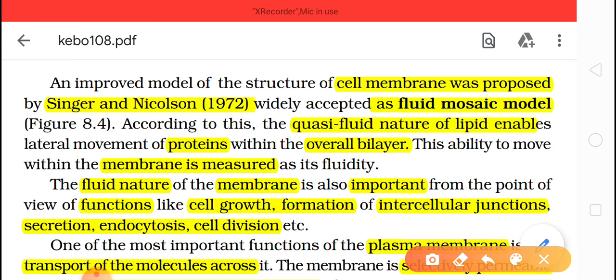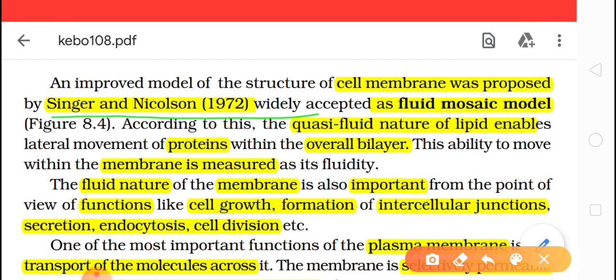The fluid mosaic model of plasma membrane was proposed by Singer and Nicholson in 1972. The two scientists, that is Singer and Nicholson. Singer is from the University of California, and Nicholson from the Salk Institute. They jointly proposed the fluid mosaic model of plasma membrane.